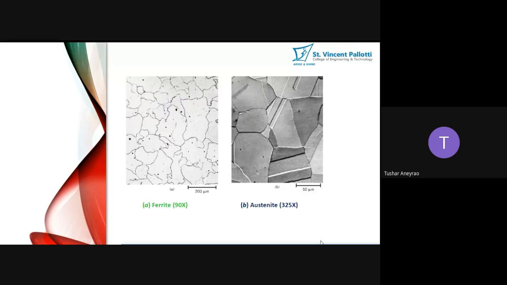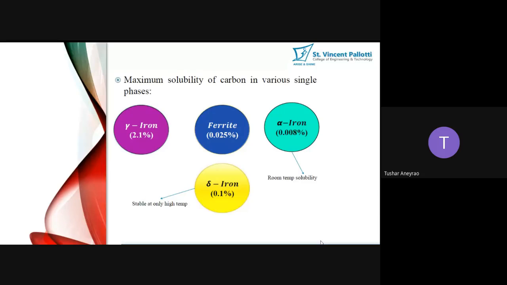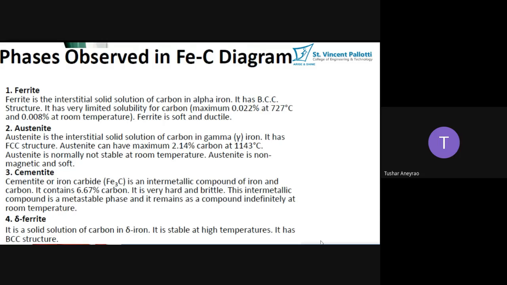So it is written over here also. Okay, so gamma phase iron, 2.1% carbon. This thing we have seen. Then ferrite, that is 0.025% carbon. Then we have seen this alpha iron, which is having 0.008%, which is the purest form of iron, and delta iron, which is having 0.1% carbon. And we have seen this in detail about ferrite and austenite.